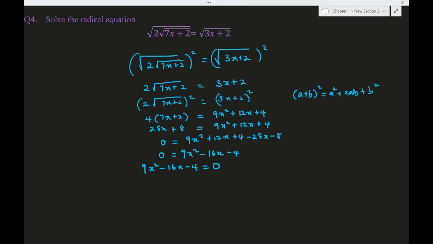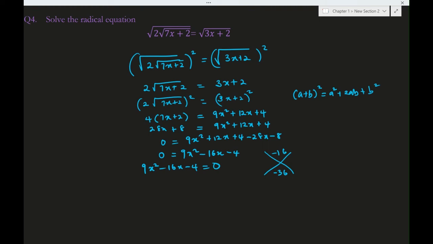Now, this is a quadratic equation we need to solve. So how do we solve this? You can see the coefficient of x squared is not 1, so it means we have to multiply 9 and minus 4, which will give us minus 36, and we have minus 16, right?